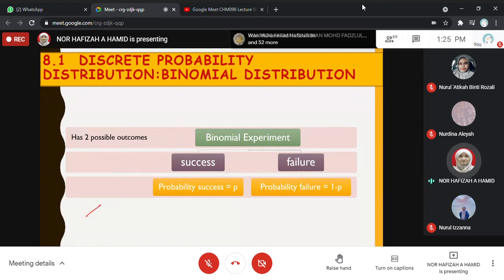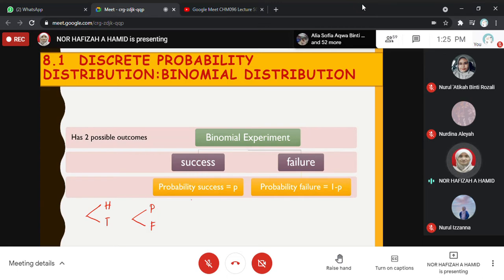Contoh you tossing a coin. So tossing a coin you ada head and tail. Okay, or contoh you taking a test. Okay, so kalau test you ada pass or fail. Okay, dia mesti ada 2 possibilities.